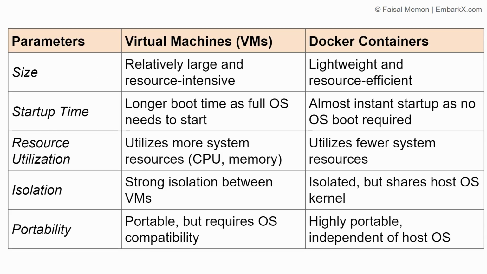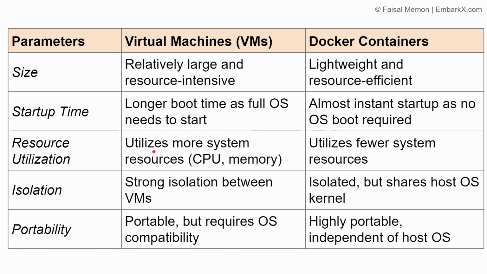Also, I would want to highlight some of the differences. So I have some parameters over here and I'm comparing virtual machines and Docker containers. The number one difference is in terms of size. Virtual machines are large and resource intensive. Docker containers are lightweight and resource efficient. Now, the startup time of virtual machines is longer, of course, because a full operating system needs to start. But with Docker containers, it's almost instant, as no OS boot is required. So it's pretty quick in startup time.